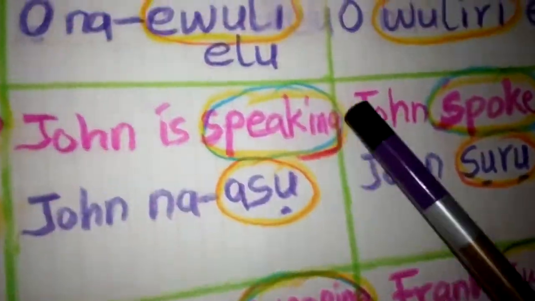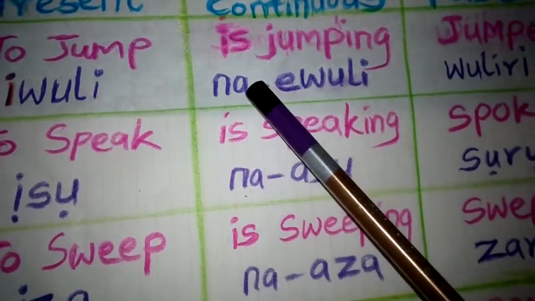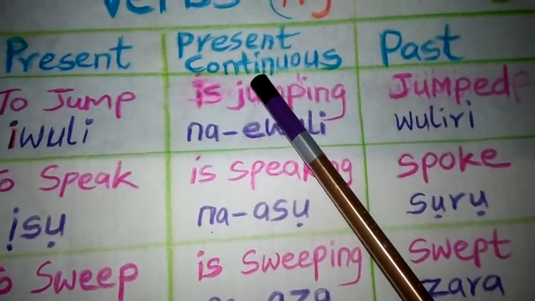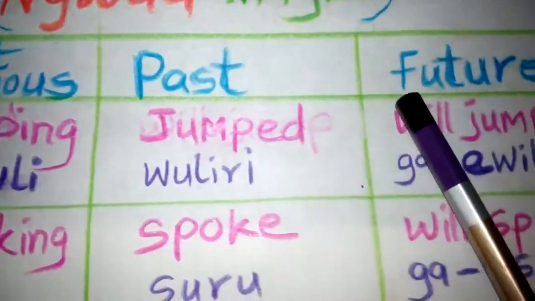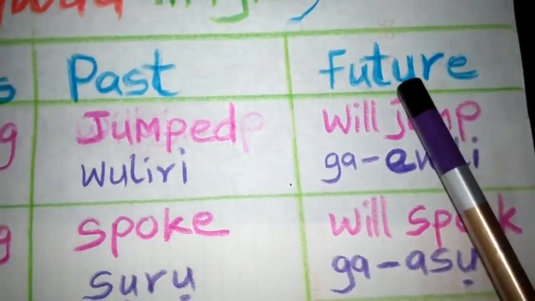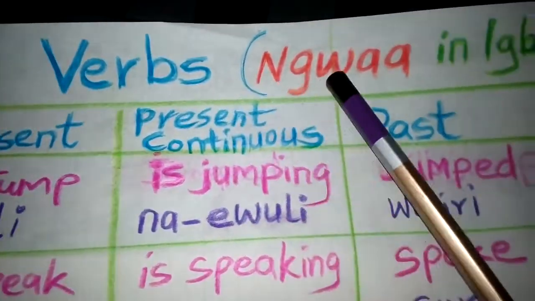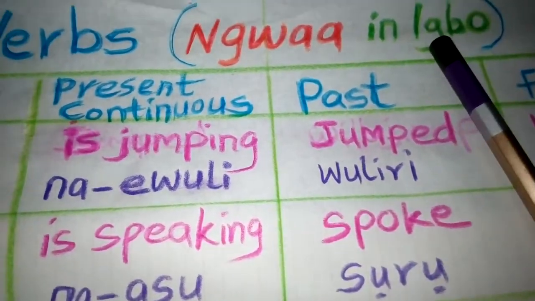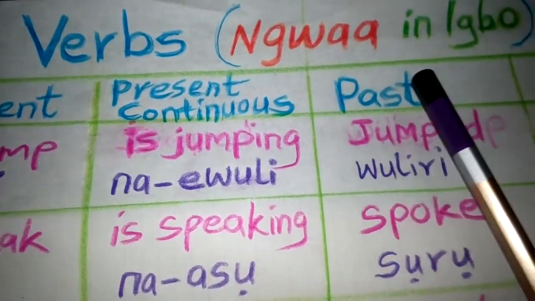Okay? So if you like this video, you thumbs up. This is about present tense, present continuous tense, past tense, and future tenses. Okay, about the verb, that is ngwa, in Igbo language.